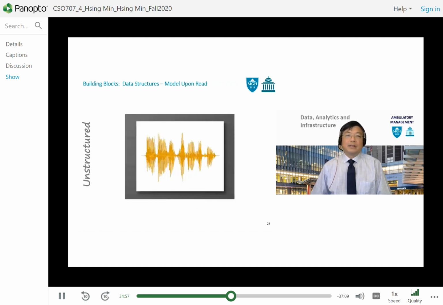Now, unstructured data, I think of as what the senses pick up from the physical world, like images, like sounds, and yes, also free text numbers. But the idea is that, so here's an example. Here's a sound wave. How do you model a voice recording?